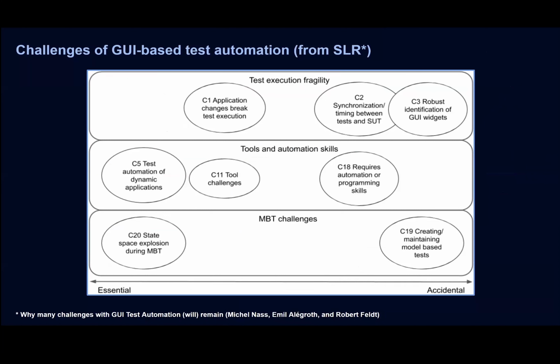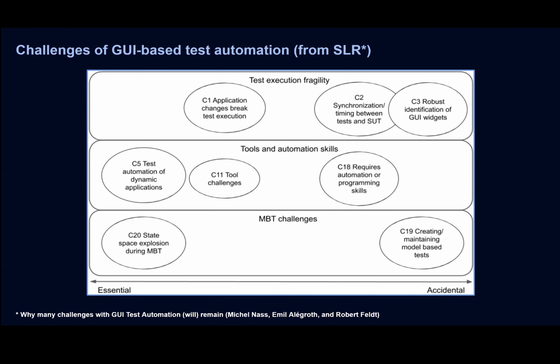These are the challenges that we found in an SLR that we started before COVID. This is the outcome of the SLR. So there are a number of challenges within the GUI test automation area, and these are the biggest ones, according to that SLR. And we divided them into essential and accidental.